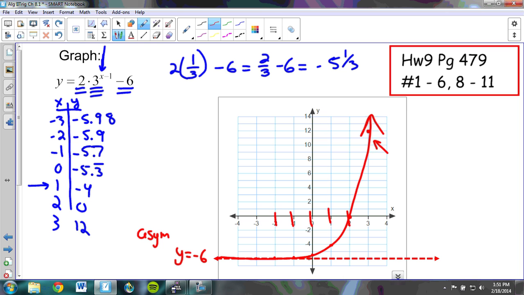So that's how your graph should look by hand. It should have 4 or 5 points, a good asymptote, an asymptote that you've labeled, the equation of the graph, and it's all on graph paper. That should take care of it.